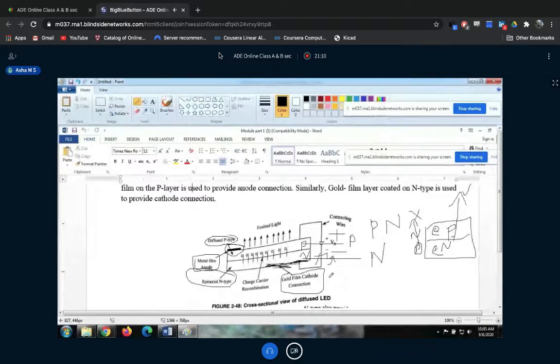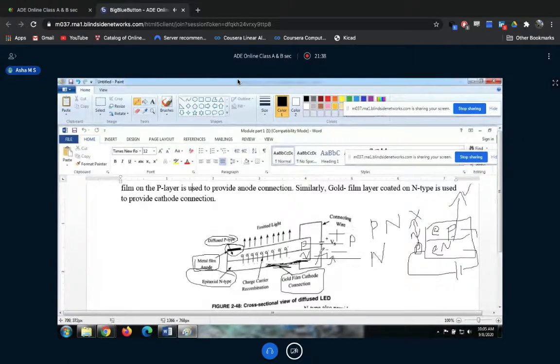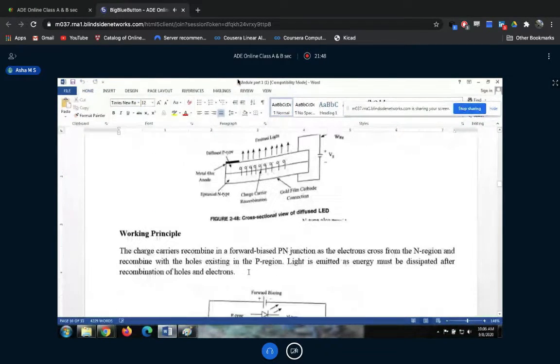And similarly, what happens here? The holes from the P side start moving towards the negative terminal of the battery. So in this direction they start moving, correct? Meanwhile, whenever a free electron finds a hole, the recombination takes place and light is emitted, a photon is emitted. So from this PN junction, this is the construction plus the working principle. This is what is there in these two paragraphs. Am I clear? So moving on.